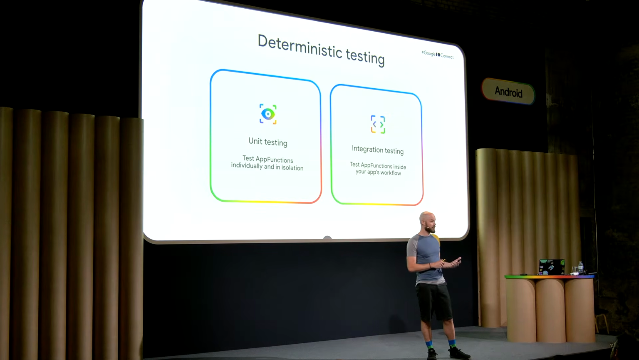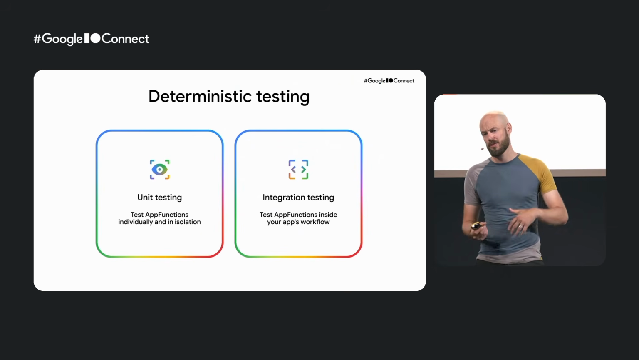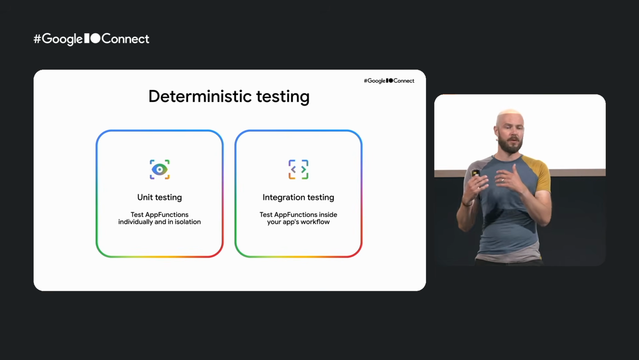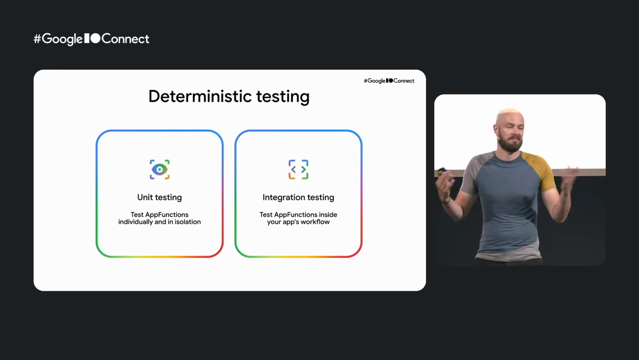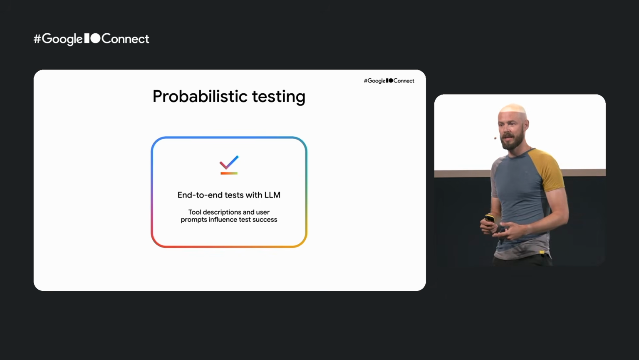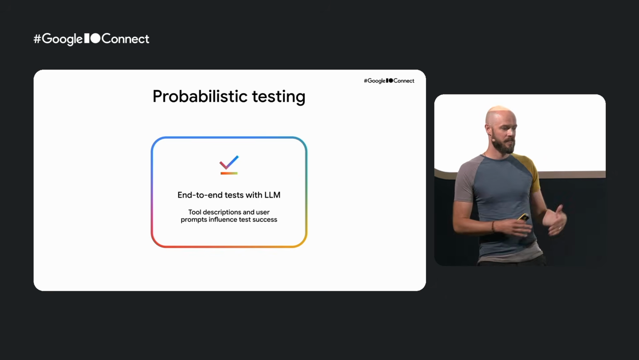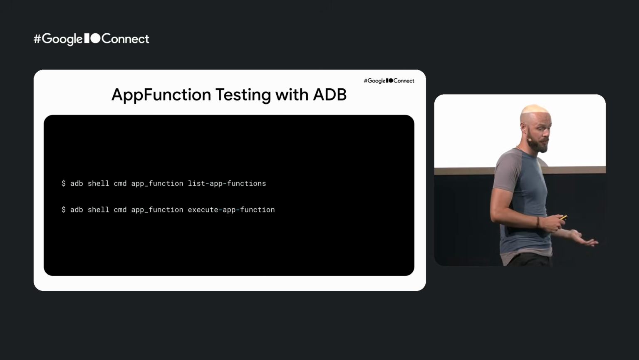And for testing, there are basically a lot of types of testing. One of them is deterministic testing, so there are no changes. This is instrumentation, unit tests. If you test the code of your app function and how it works, that's the same thing. It gets interesting with the probabilistic side of things, and that is where the LLMs come in. This means you can end-to-end test with things like the agent that I just showed you.